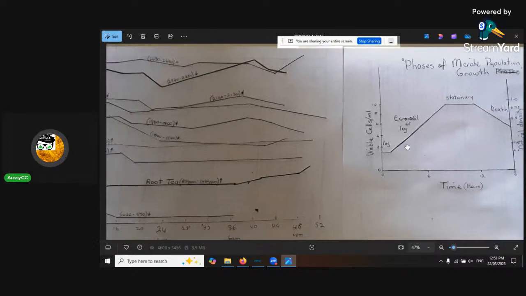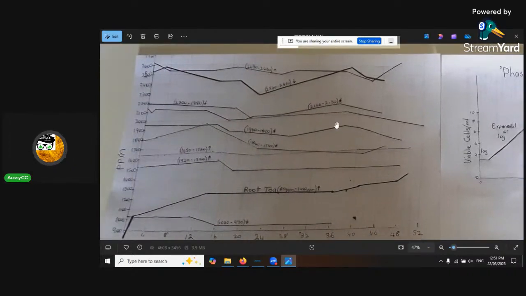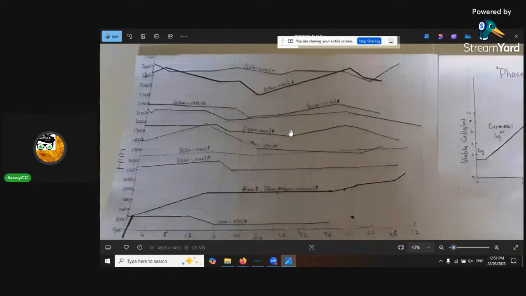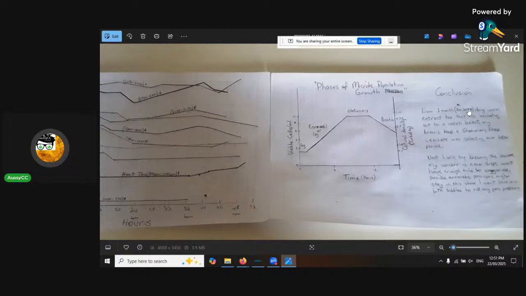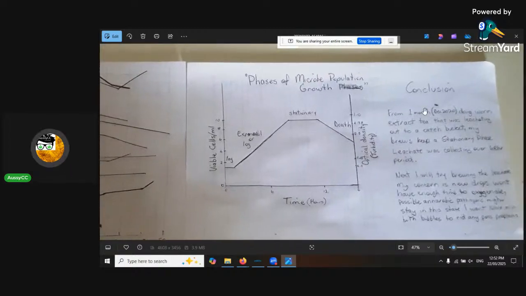And you can see on the left here, I've tried to maintain that stationary phase as long as possible from just doing different things. And what's the conclusion? From 1 month doing worm extract tea that was leachate added out of a catch bucket, my brews kept a stationary drift phase.